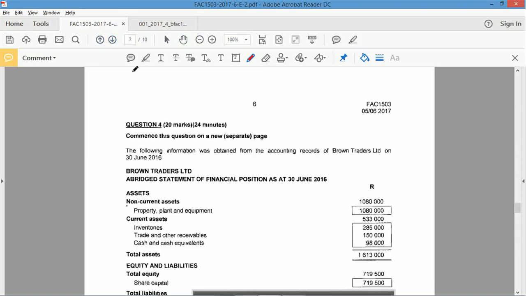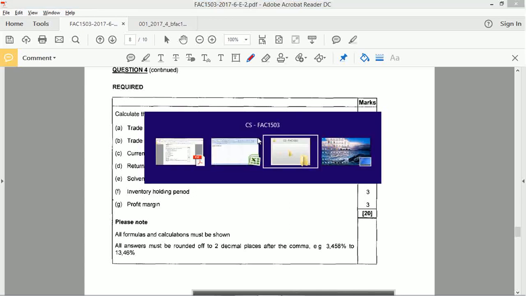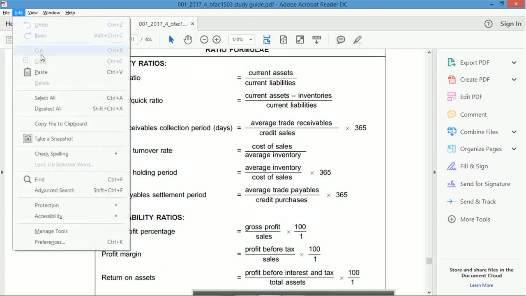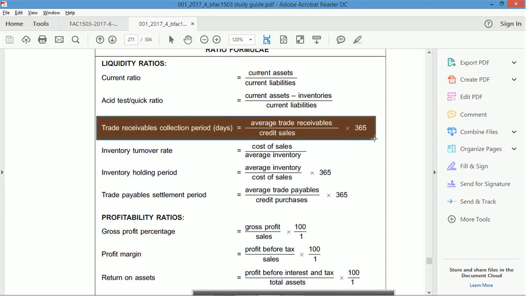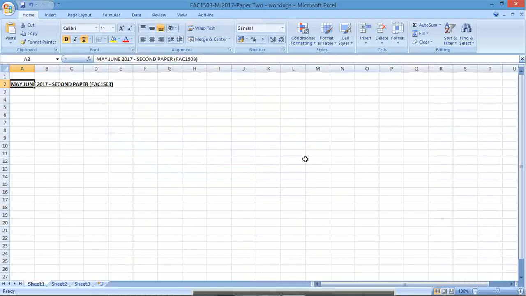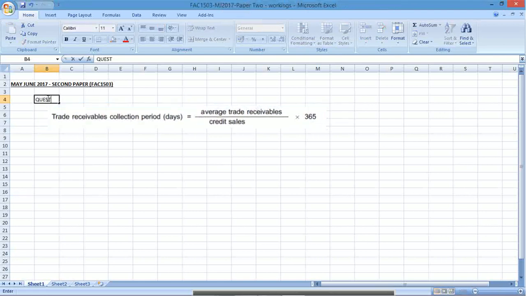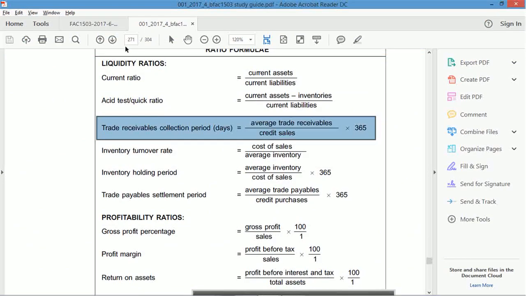There's question 4. Look at the required. The required asks you to calculate these ratios. Trade receivables collection period. You would have studied the equations. Here's the equation for the trade receivables collection period. Write this down on your actual paper. I would write that down on the question paper even, or if you want, you can write it in the book. It's up to you. Question 4 looks good. Easy marks, I can get 20% as long as I've studied my ratios. Ratios are everything in this particular section.